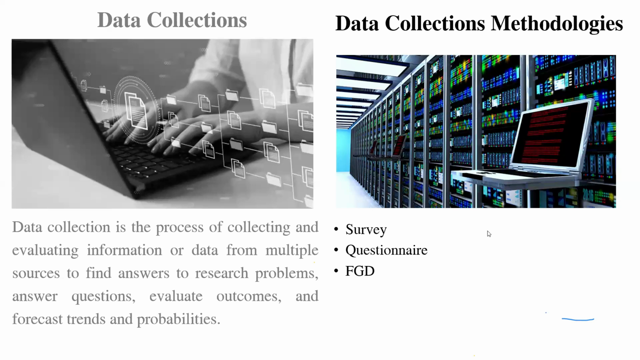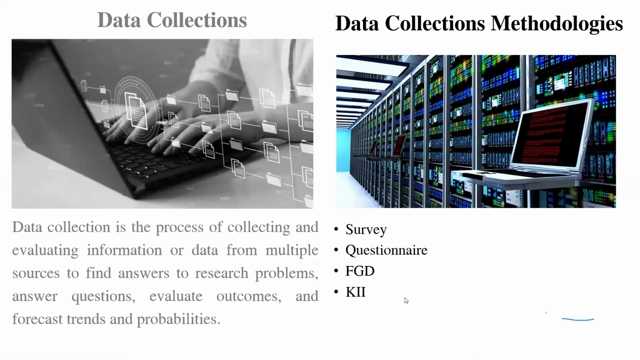We have FGD, that is focus group discussion. It's part of the data collection methodologies. We have KII, that is key informant interview. FGD is conducted for the community, people of the community. You just gather 10 or more people. You ask them what is going on within their community. They respond to you. You discuss with them.